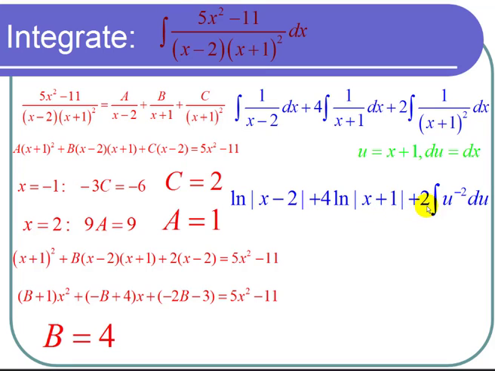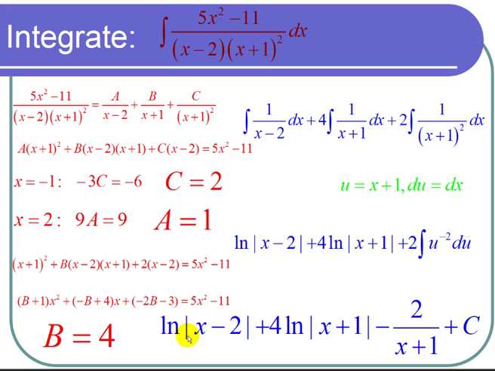And then I have plus 2 times the integral. This becomes a u squared in the denominator, or u to the negative 2 du. And the integral of u to the negative 2 is negative u to the negative 1, or negative 1 over u.